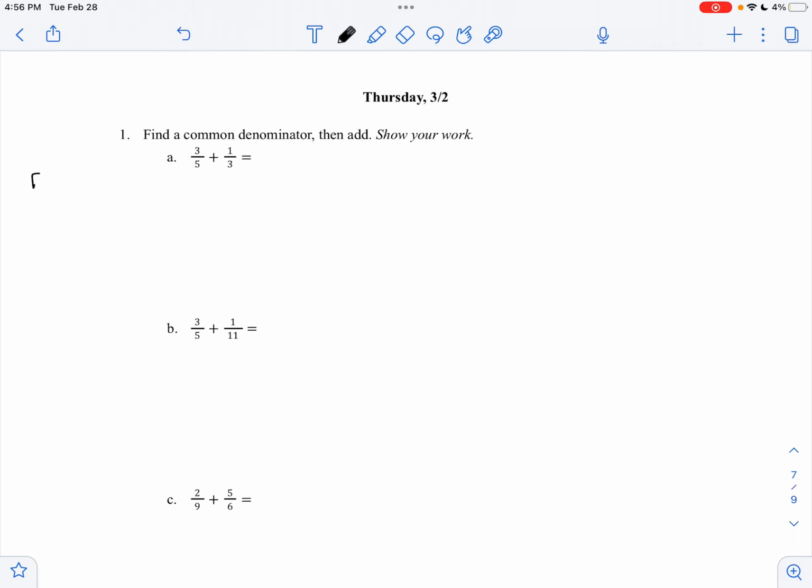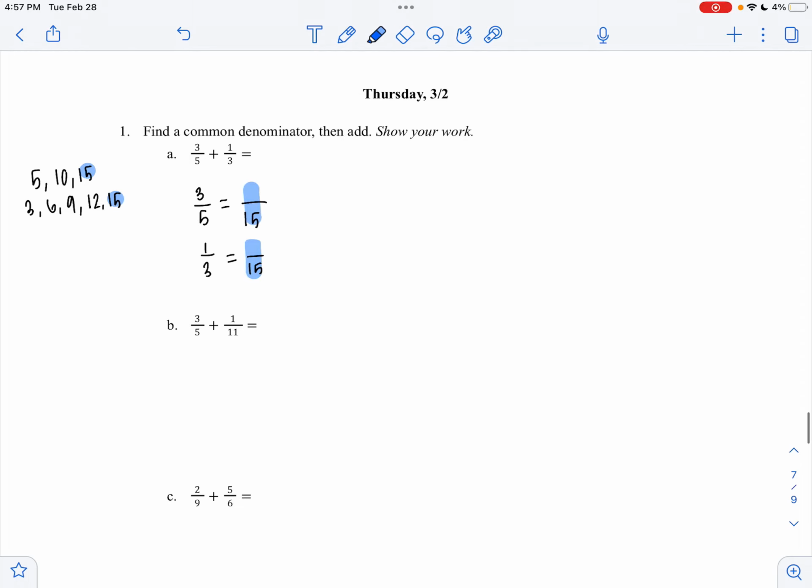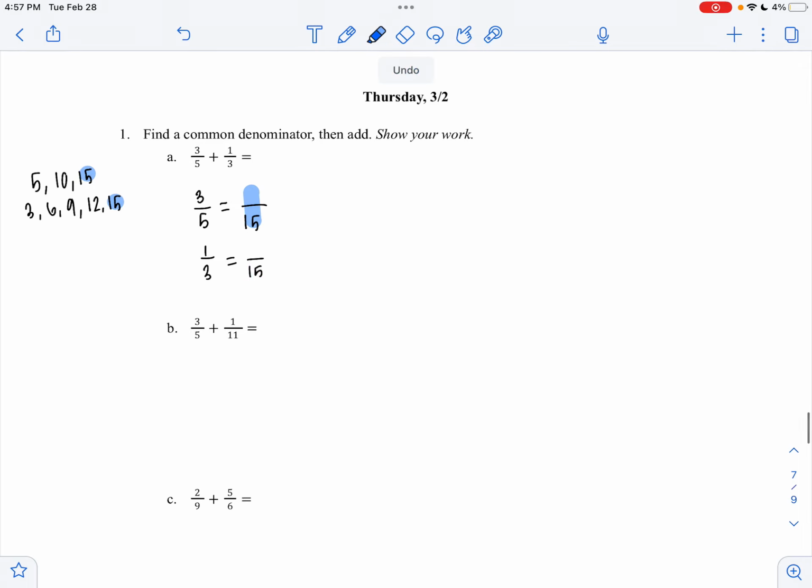So, if I skip count by 5s and skip count by 3s, the first number that is a multiple of both 5 and 3 is 15. I know I'll need to change 3/5 into some number of 15ths and 1/3 into some number of 15ths. Once I've found both of these fractions, I will simply add. Don't forget the step of finding the common denominator in all problems in question 1.